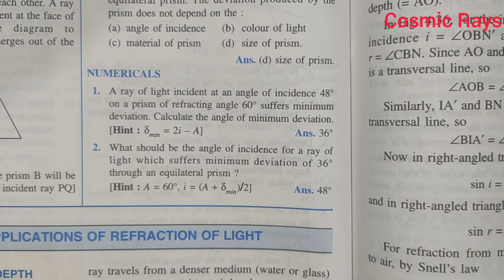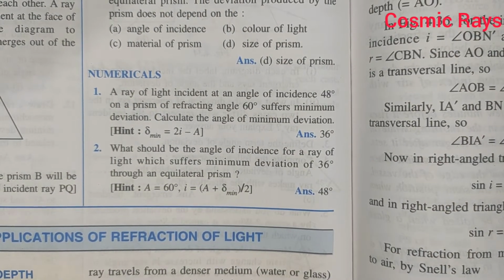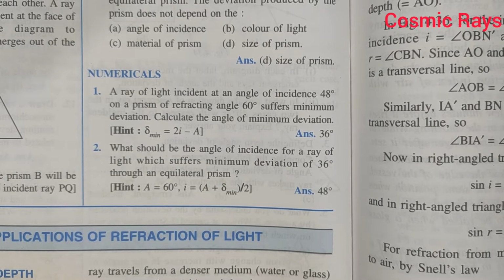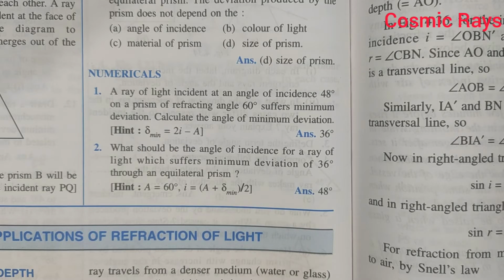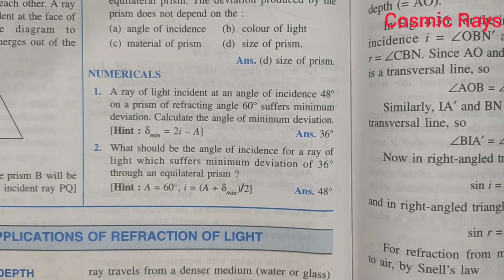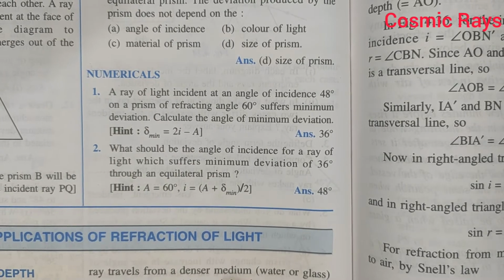So in exercise 4b we just have two questions, and the good news for the students is for both the questions they have already given the formula as hint, and whatever unknown variable that we have to find, except that, all the other values have been provided to us. So let's try to solve.